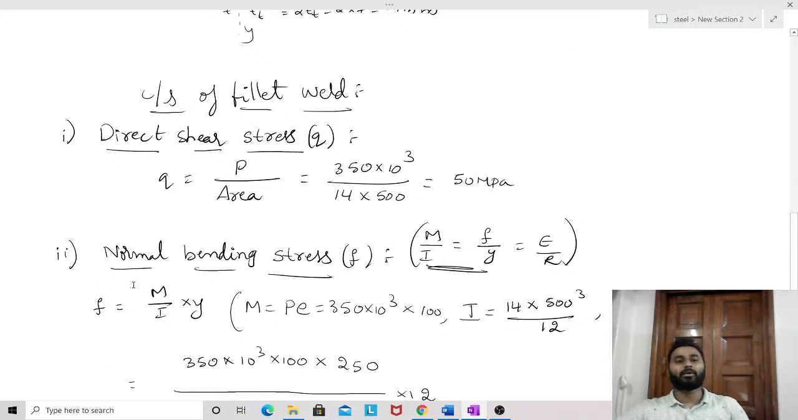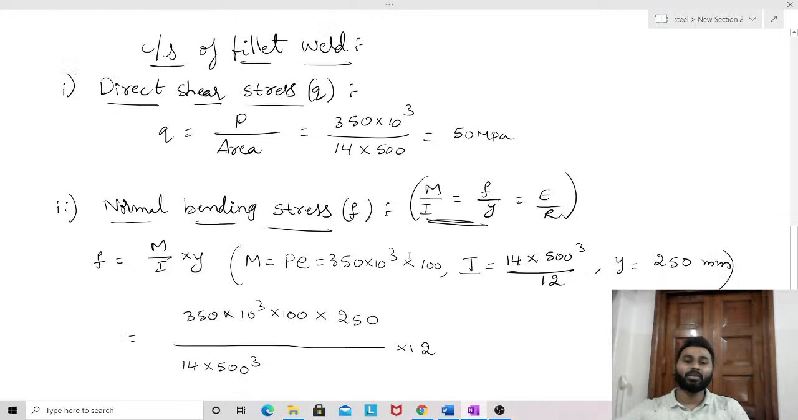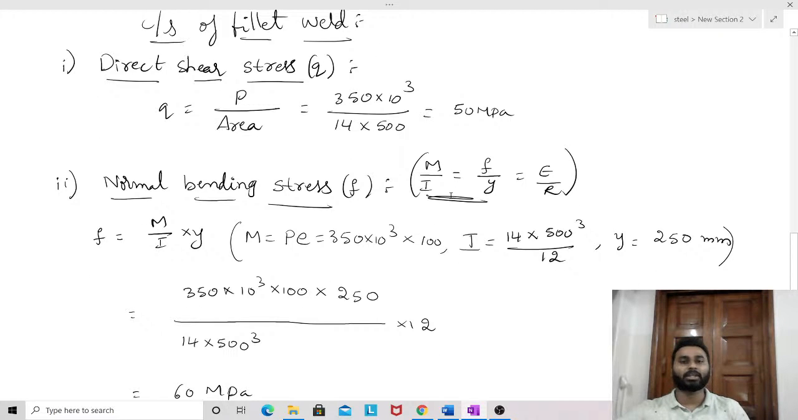And one more type of effect on this weld group because of this out of plane eccentric load is normal bending stress f. To calculate this normal bending stress, we are going to make use of the famous formula we studied in strength of materials in simple bending theory, that is M upon I is equal to f upon y is equal to E upon R.